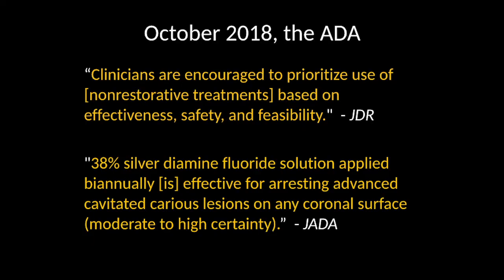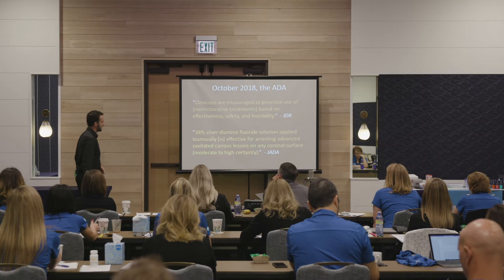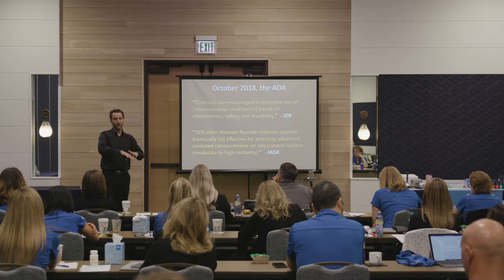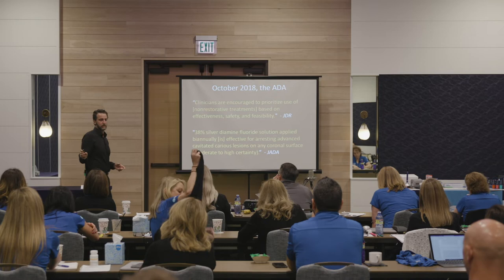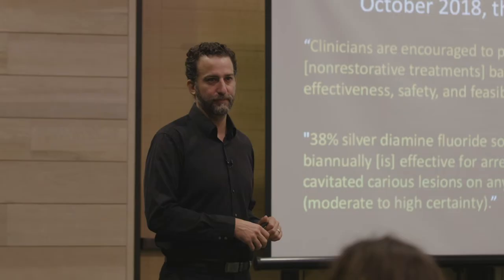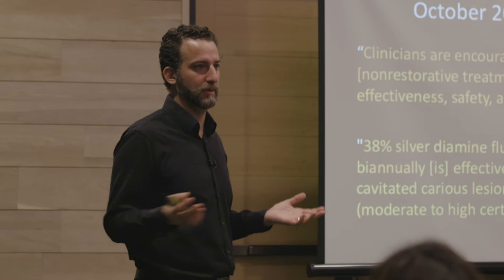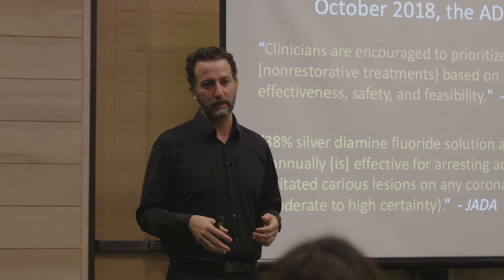The other quote is that silver diamine fluoride solution applied twice per year is effective for arresting advanced cavitated carious lesions on any coronal surface with moderate to high certainty. Silver fluoride works on big cavities. We're sure of that. Now, this is really about baby teeth. It also includes permanent teeth with less high certainty, because there are fewer patients and fewer studies of cavities and crowns of permanent teeth. The data are not as strong because there's not as much data. The effectiveness seems to be no different between baby teeth and permanent teeth. It's just about how many studies they have and therefore how confidently they can say this. We'll go through what the real data are.